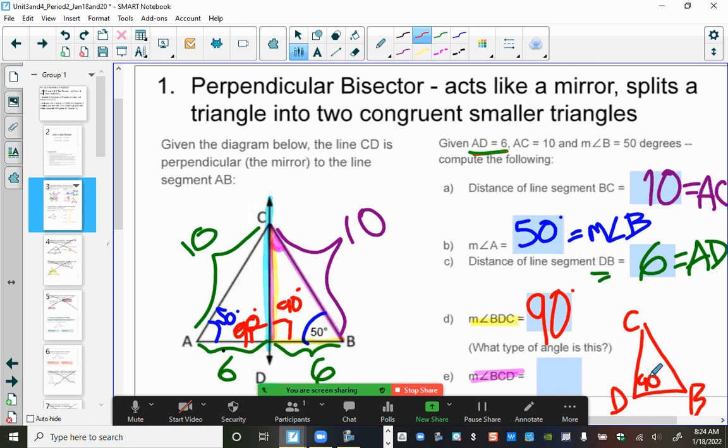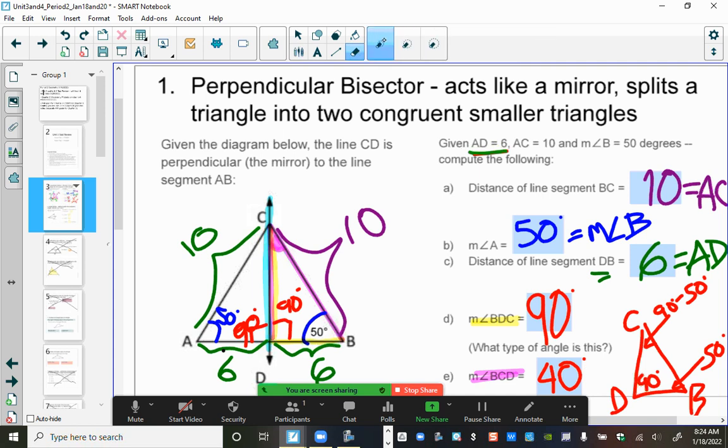You have a 90, and if this is 50, you can say 90 minus 50. So what is 90 minus 50? 40 degrees. That's your last angle. So that's a 40-degree angle.